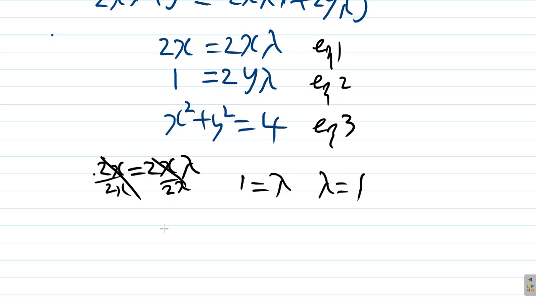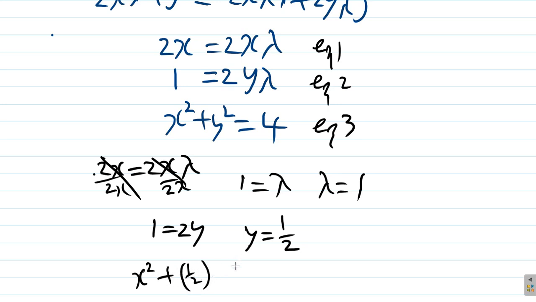Let's look at equation 2. Lambda is 1, so we can say 1 is equal to 2y. So if we divide by 2, we get y is equal to half. Alright, we know the y now. So now we know that y is equal to a half. We can substitute that in equation 3. So equation 3 says x squared plus y squared, you can just write half squared equals 4. Good.